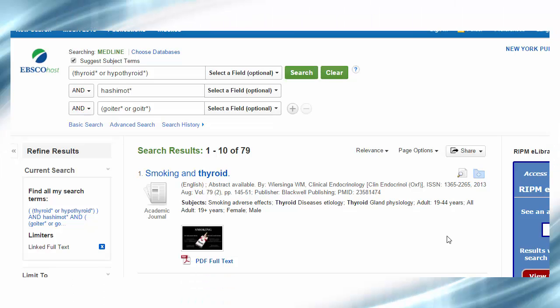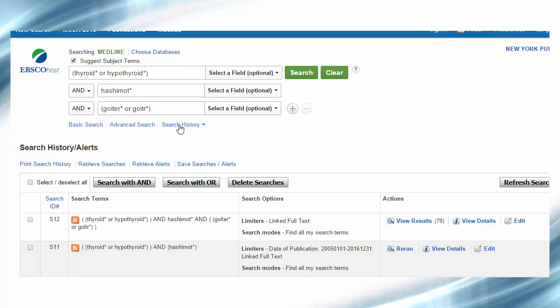At any time, I can check my search history to see where I have been. If I lose my place, I can always go back, and I can take my search history with me, so when I go back to doing research, I have a list of the terms I've already used.